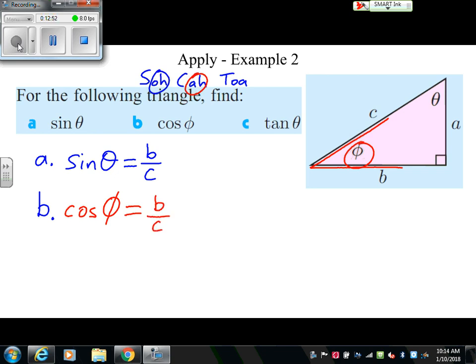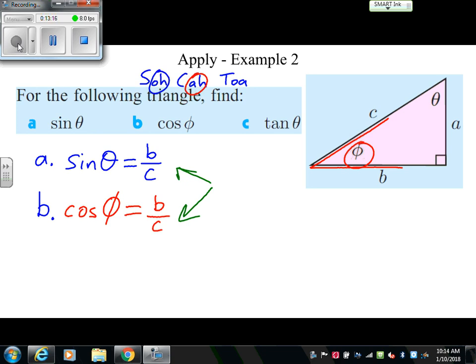And you'll notice in part A, we also were over C because it was over hypotenuse. Sine was opposite over hypotenuse. This one is adjacent over hypotenuse. The other thing to notice is that we got the exact same answers here, even though one was sine and one was cosine. And the reason is we were looking at different angles. And so you can end up with the same ratio because we're dealing with different functions and different angles.